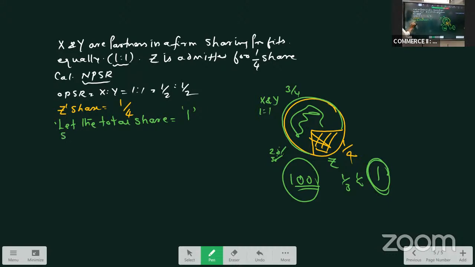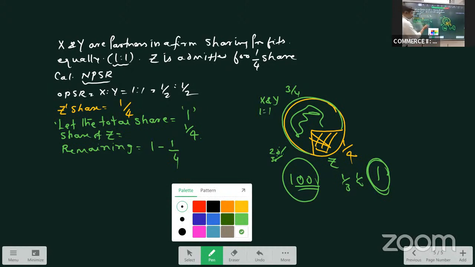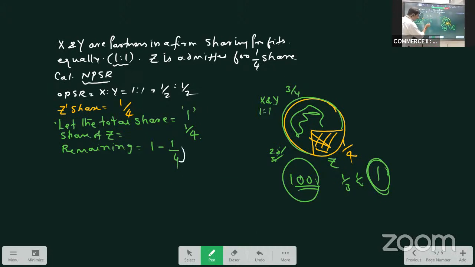First, we should take out the share of Z from this. What is the share of Z? It is 1/4. So what is the remaining share? 1 minus 1/4. Isn't it? I told you the short trick, no? What we have to do? 4 minus 1. It is 3. So 3/4. See here, what is the leftover portion now? 3/4. Now this 3/4 is to be divided between X and Y. Hope you are all following.